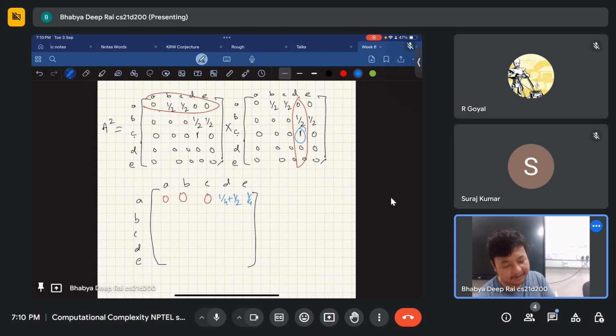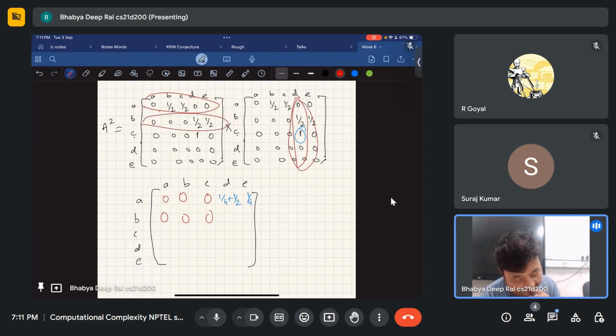Now what? Let's do the next column just for clarity's sake. If I do B times this, I'll get 0. B times this, again 0. B times D, I again get 0. B times this, again 0. Nothing. But anyway, I think even this is enough for our analysis.